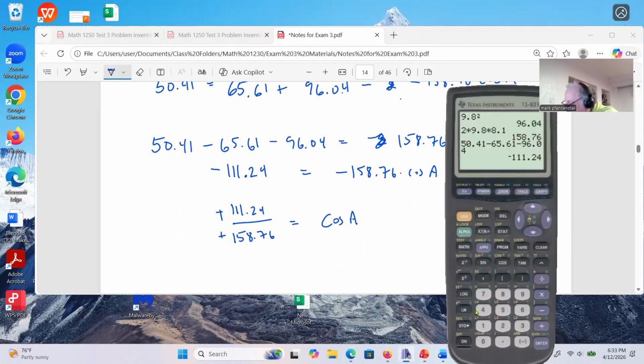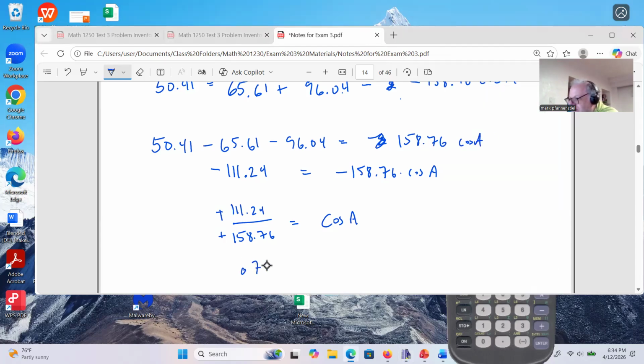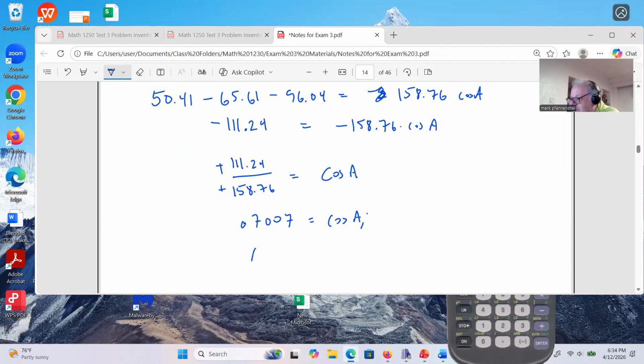Okay, so here we have 111.24 divided by 158.76. Okay, we'll go ahead and type that in. So I got 0.70067, so 0.7007 is equal to the cosine of A. So A is equal to the inverse cosine of 0.7007.